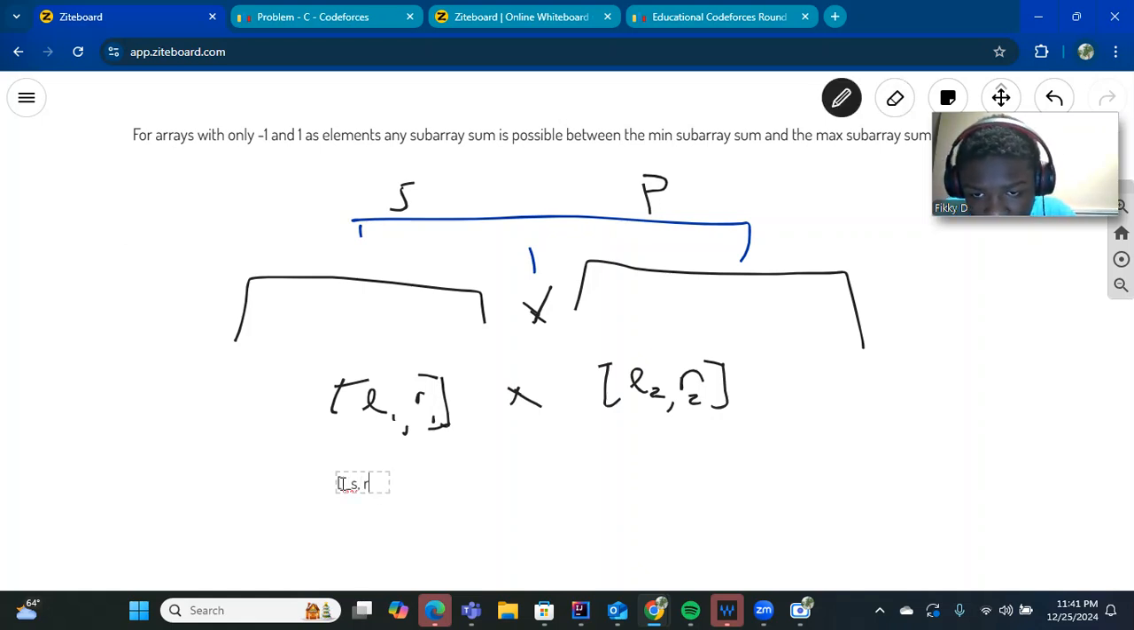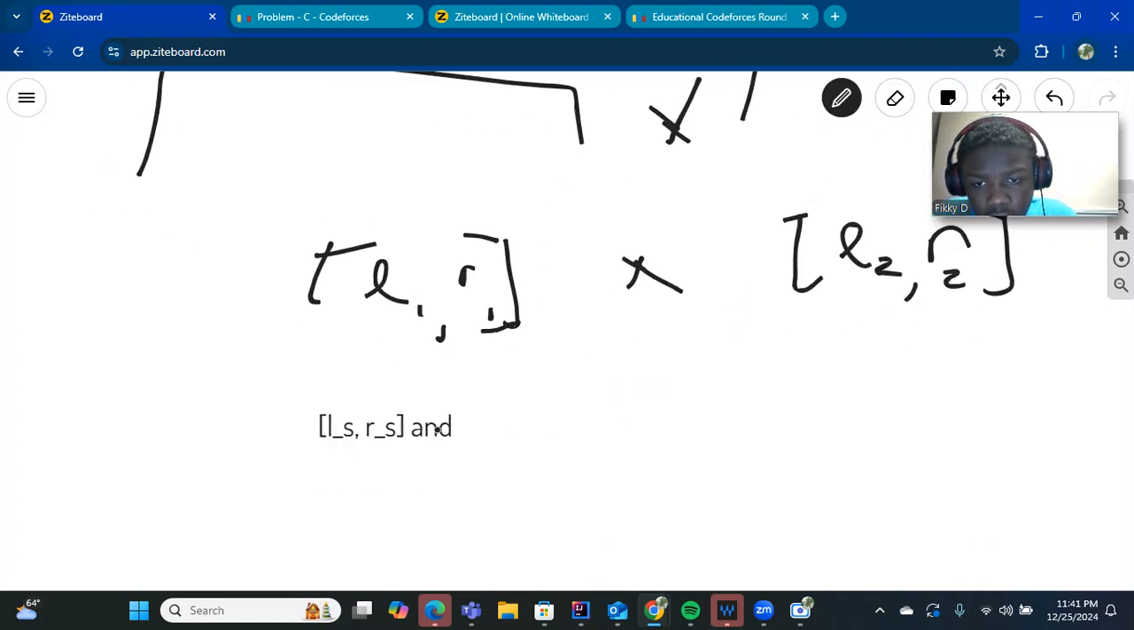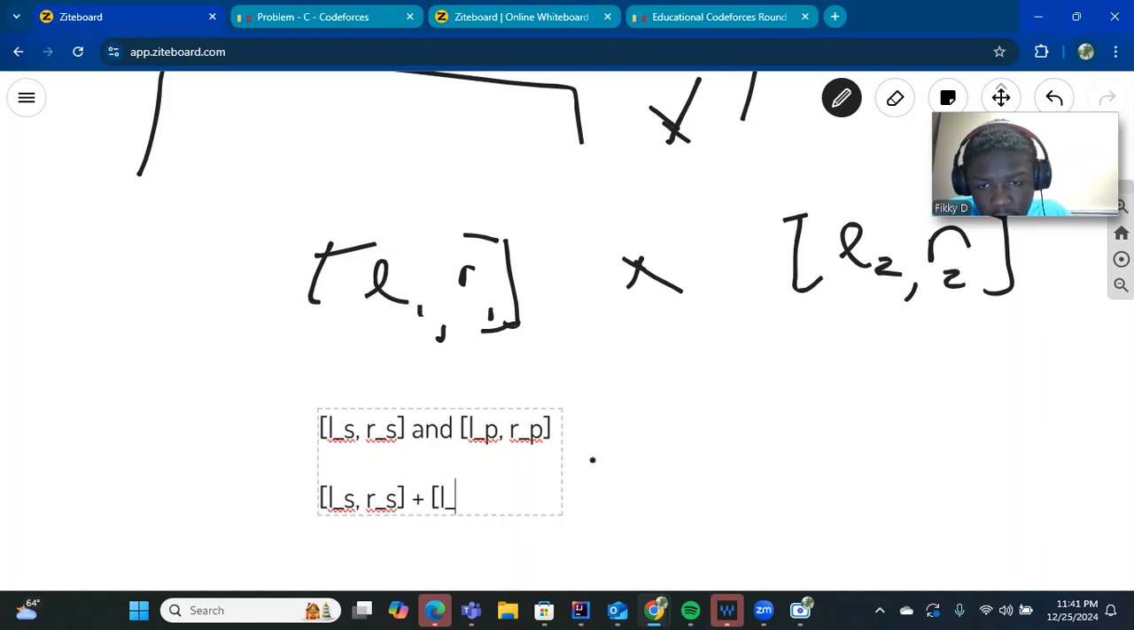So I have two ranges, L sub S and R sub S for the suffixes, and L sub P and R sub P for the prefixes. The idea here is that I want to combine these two ranges to create a new range. So I can achieve every value from LS to RS and LP to RP.